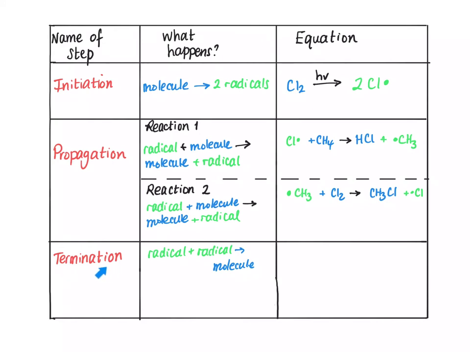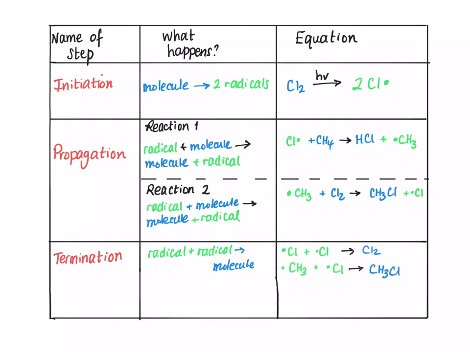Now termination is when two radicals come together and form a molecule. And there are different termination reactions because there are different radicals floating around in a reaction mixture. So one possible termination reaction might be two Cl radicals made from there or from there. They come together and make a molecule. So Cl dot plus Cl dot go to Cl2.